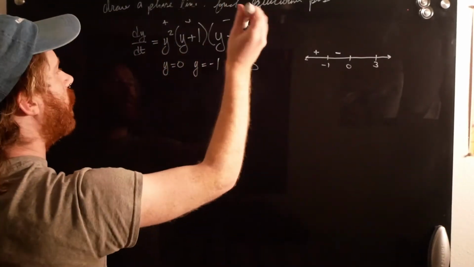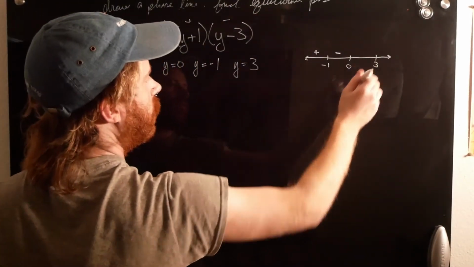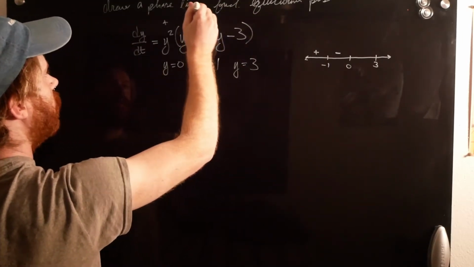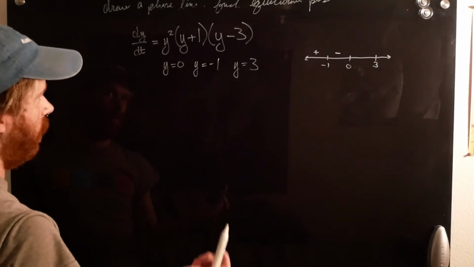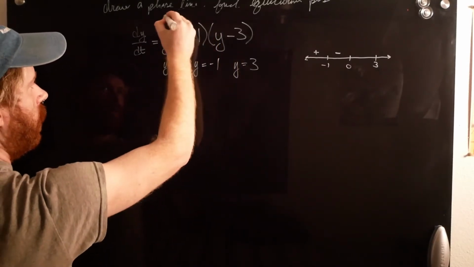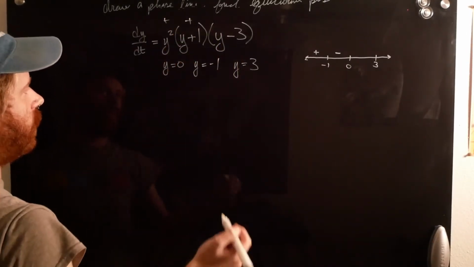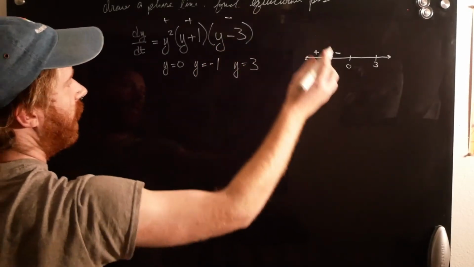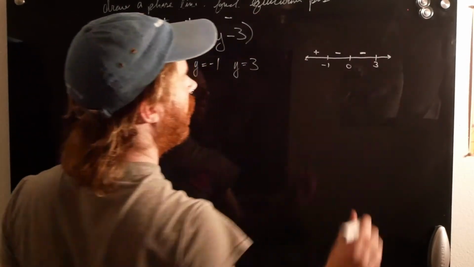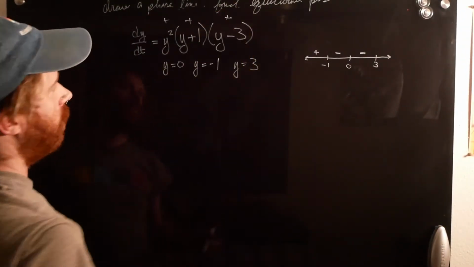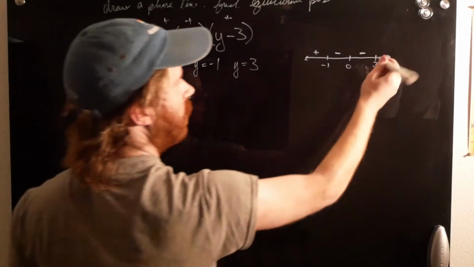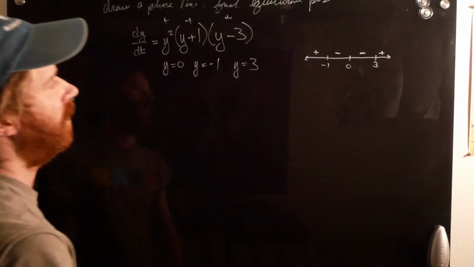Now let's plug in a value between 0 and 3. We'll just do 1, it's the simplest one. 1 squared is 1, right? 1 plus 1 is positive, 2. 1 minus 3 is a negative. So we're going to have a negative right there. And then for 3 on, we'll plug in 4. Basically, that last term becomes positive, so we have a positive from 3 to infinity.